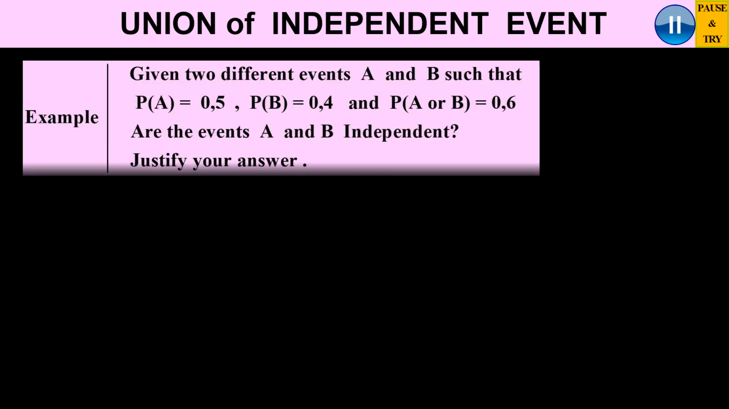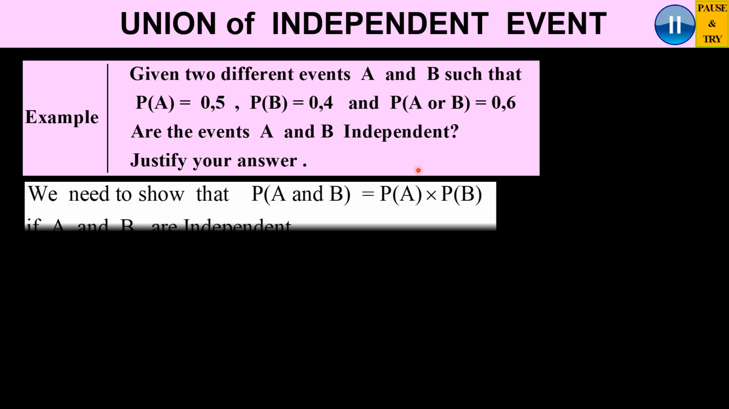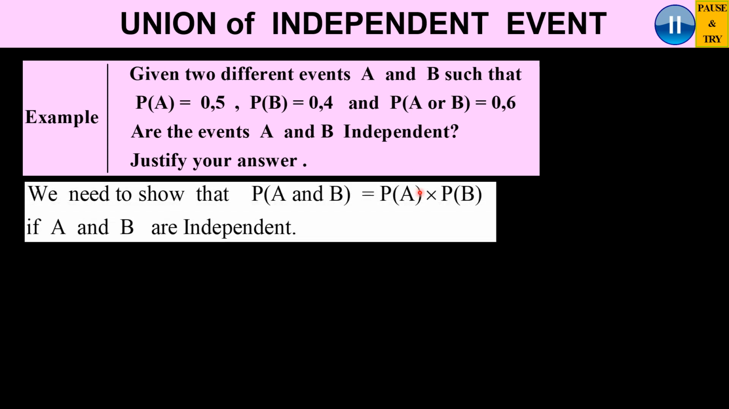Now let's consider this example here. We have two different events A and B such that the probability of A is 0,5, the probability of B is 0,4, and the probability of A or B is 0,6. Now we are asked to determine whether A and B are independent events, and we have to justify our answer. So if they're going to be independent, we have to show that the probability of the intersection is going to be the product of the probabilities of the two events.